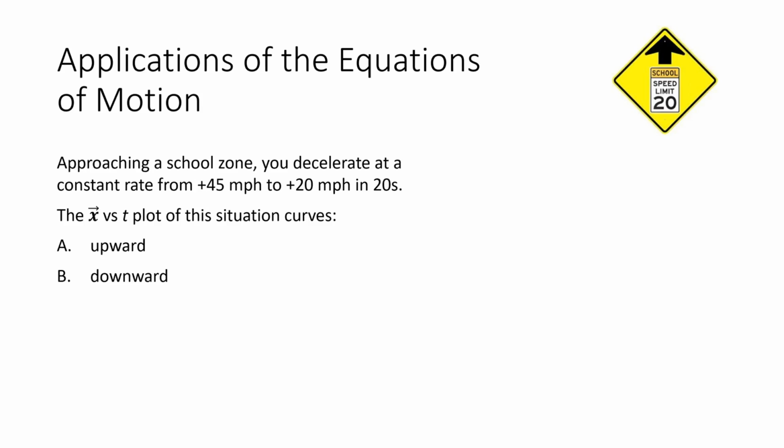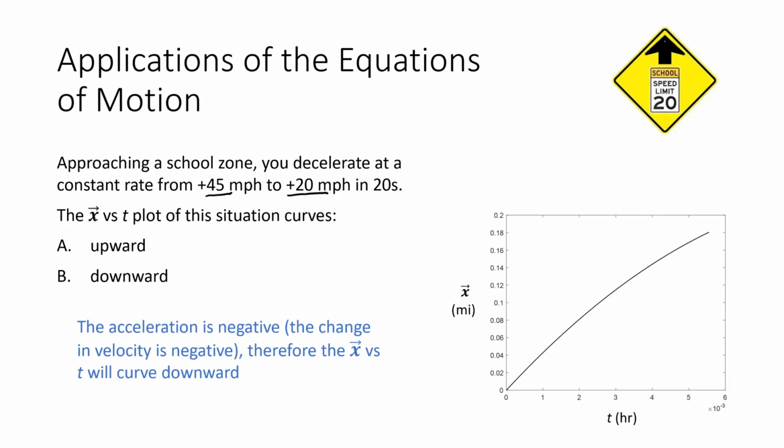And so here I see I go from 45 miles per hour to 20 miles per hour, both in the positive x direction. And so if my car is slowing down, right, 45 down to 20, that means that my acceleration must be in the opposite direction. It must be in the negative x direction. So I have negative acceleration, which we just saw on the last slide means that our position versus time curve should be concave down. So I would say here the answer is B.